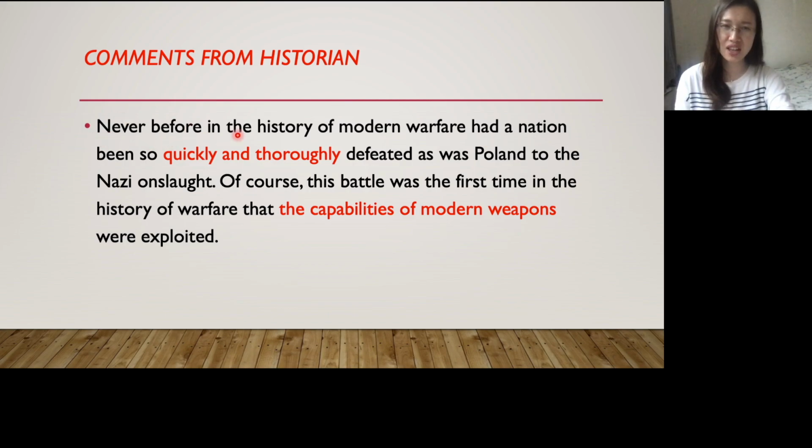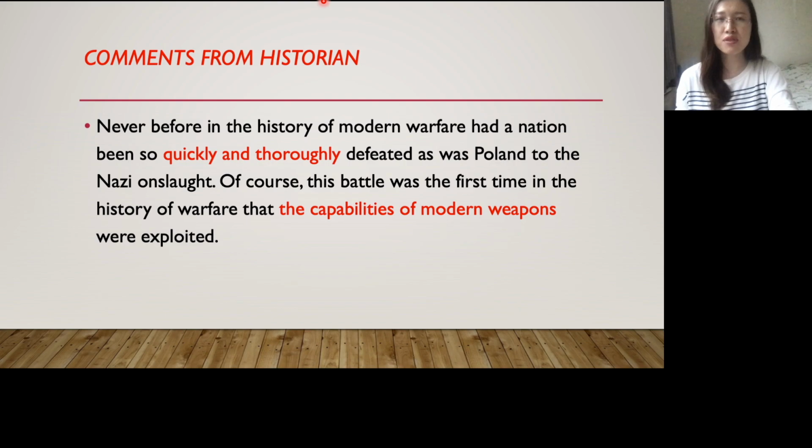Never before in the history of modern warfare had a nation been so quickly and thoroughly defeated as was Poland to the Nazi onslaught. They described their invasion as onslaught. Of course, this battle was the first time in the history of warfare the capabilities of modern weapons were exploited.